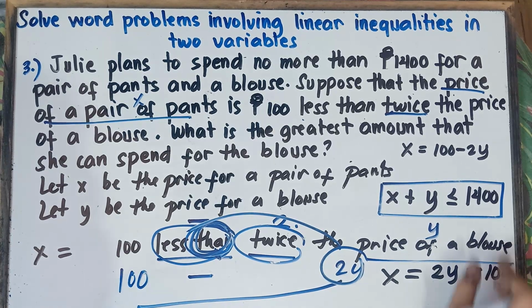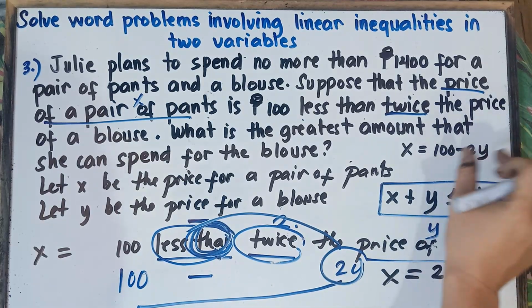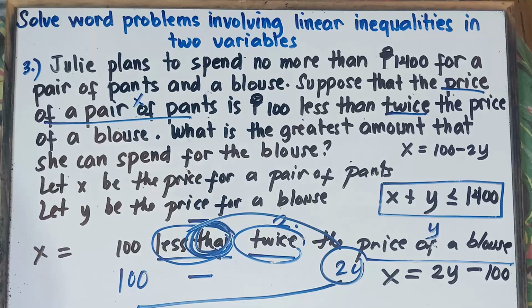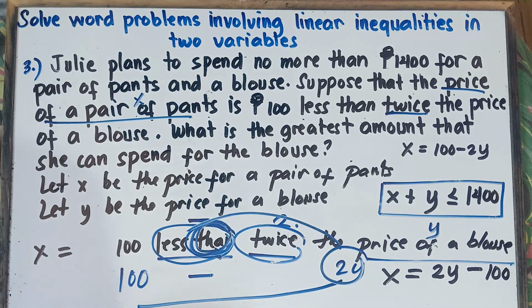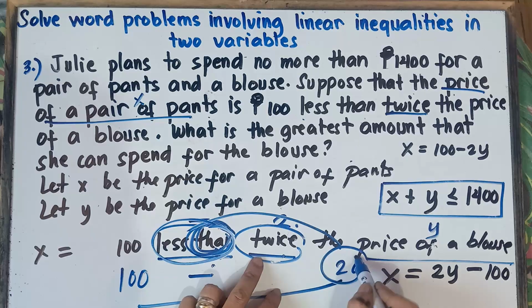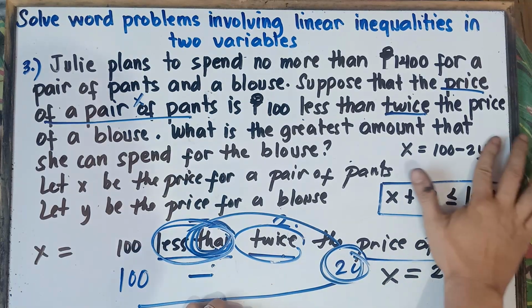If you write 100 minus 2Y and then you solve for this one, class, I'm sure you will commit a mistake. 100%, you will commit a mistake. So that's why, class, if you have this word "less than", just simply do it in reverse. Twice the price of a blouse comes first, so 2Y comes first. So this will be X.